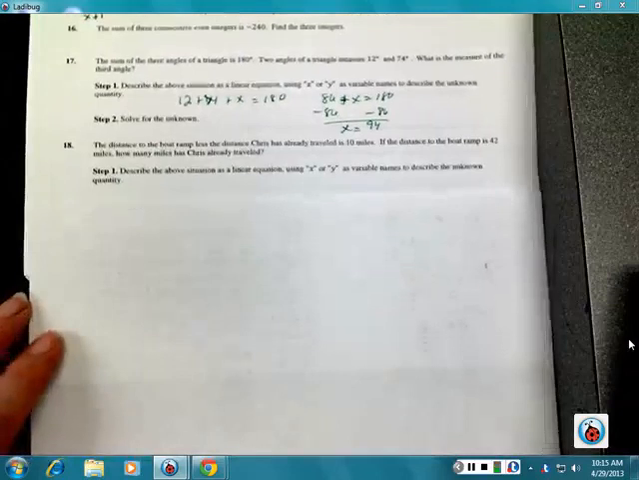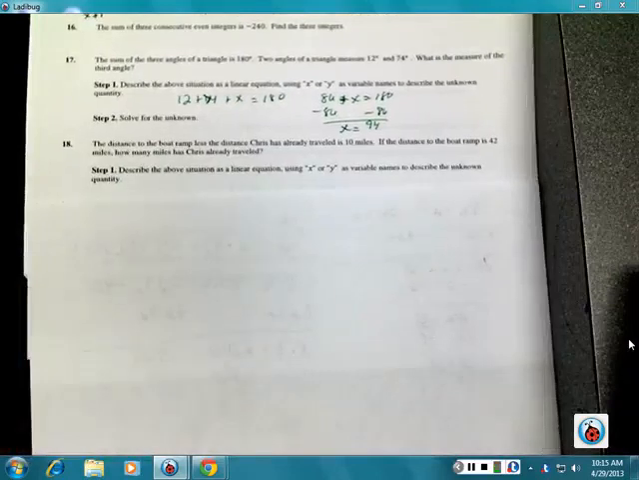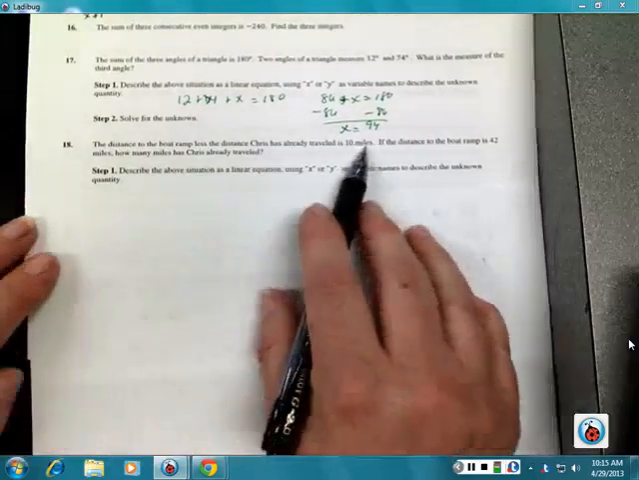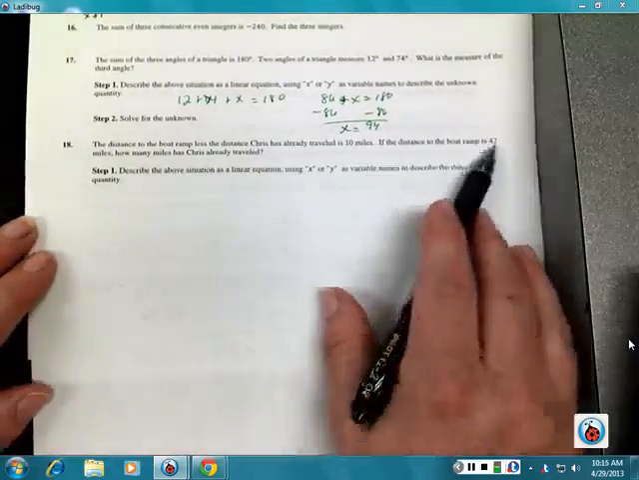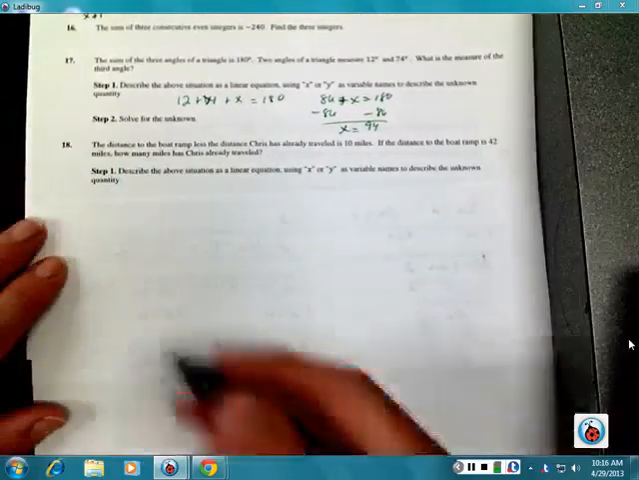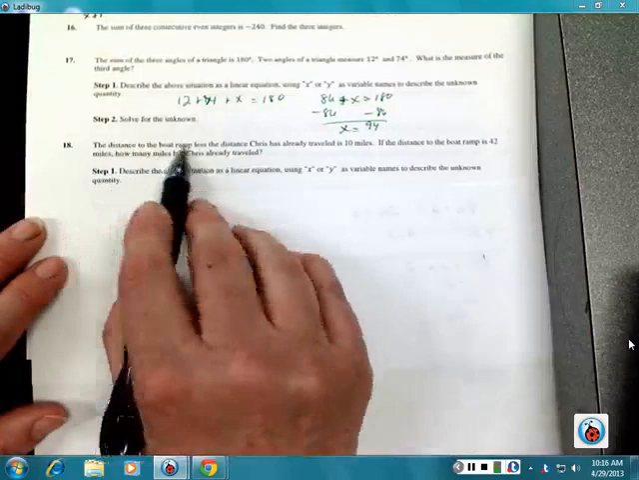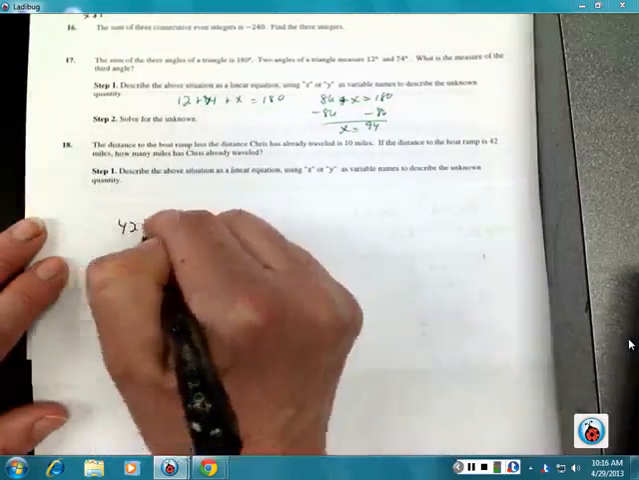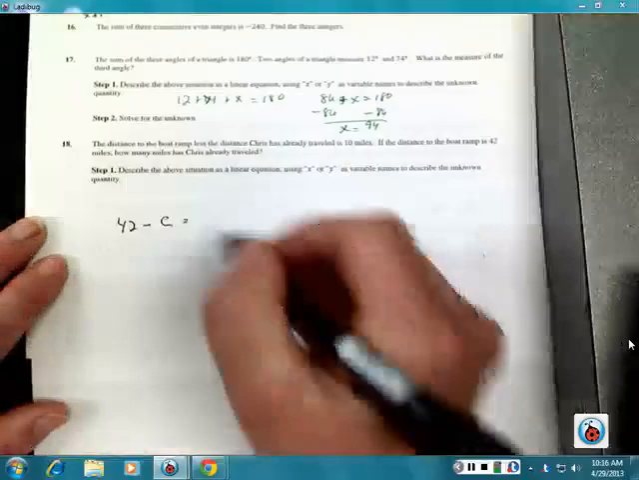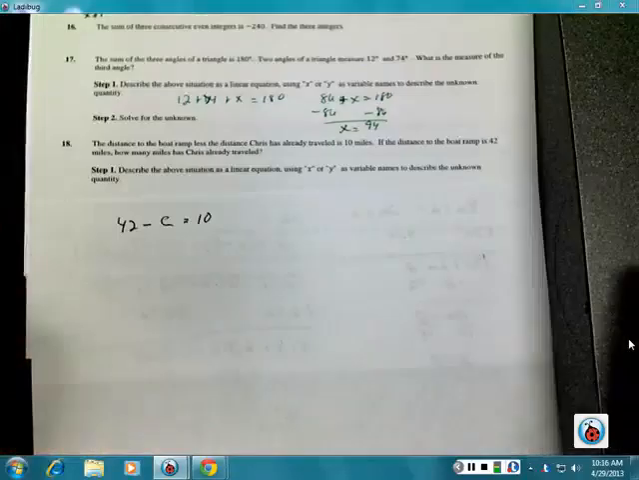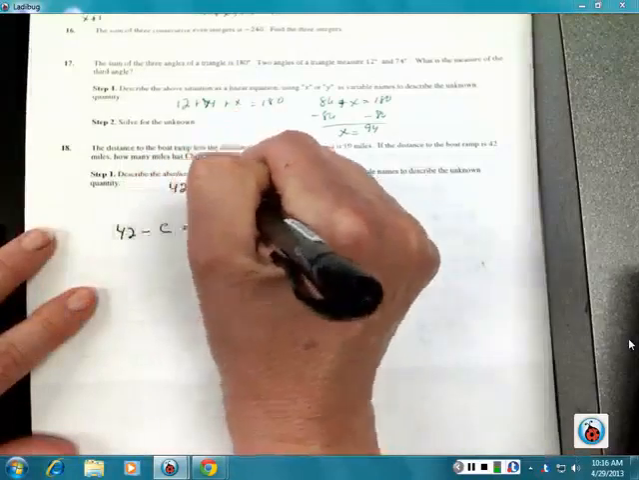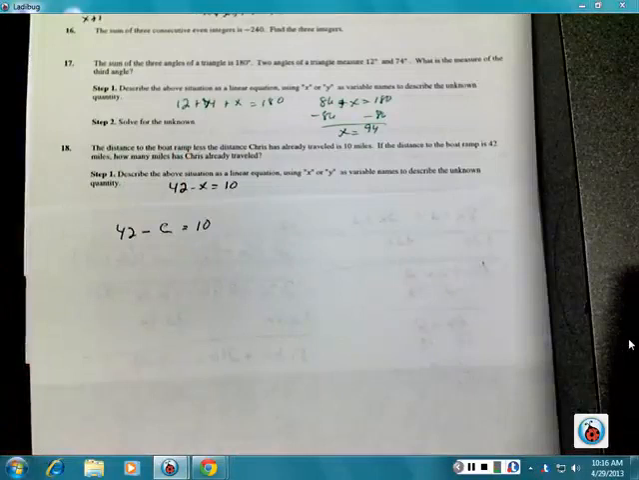All right. The distance to a boat ramp less the distance Chris has already traveled is 10 miles. If the distance to the boat ramp is 42, how many miles did Chris already travel? So notice the first part. So distance to the boat ramp less how far Chris walked is going to equal 10 miles. So that one's kind of pretty much straightforward. So 42 minus x equals 10 is my equation.